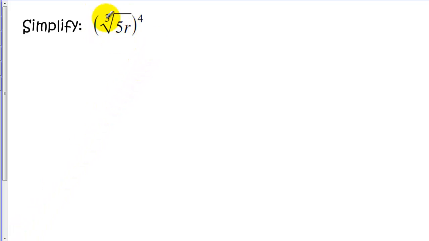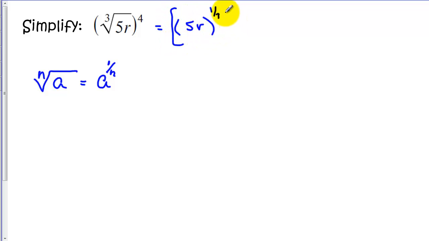This one, when we start out, we have what's called radical notation. So we have this square root symbol, but in this case we have a root number here. So this is actually not a square root, it's a third root or a cube root. And the key to working these problems is remembering that the nth root of some expression is equivalent to that expression raised to the 1 over n, or 1 over the root power. So if we expand what's inside the parentheses here, we've got 5r to the 1/3 power, and that whole thing is raised to this 4th power.